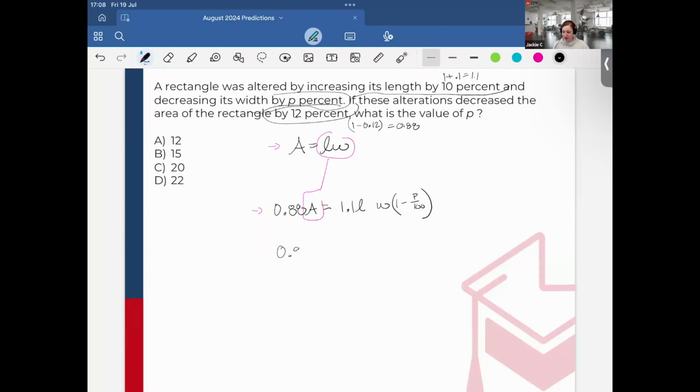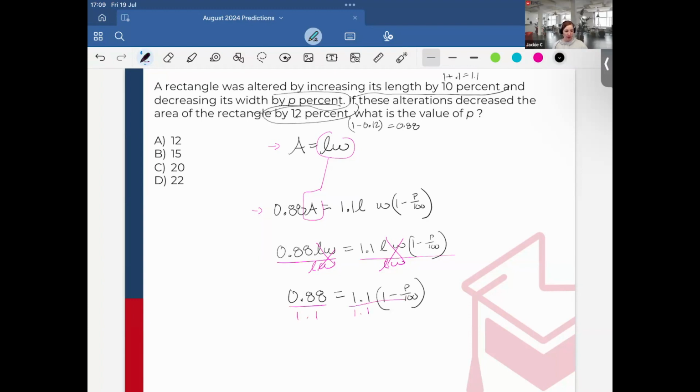Let's do that. So that would be 0.88 LW is equal to 1.1 L times W times 1 minus P over 100. Now let's go ahead and divide each side by LW. Why? Because I can cancel, then I'm only left with the variable P. So then I would have 0.88 is equal to 1.1 times 1 minus P over 100. Okay, next I'm just going to divide each side by 1.1 to simplify further.